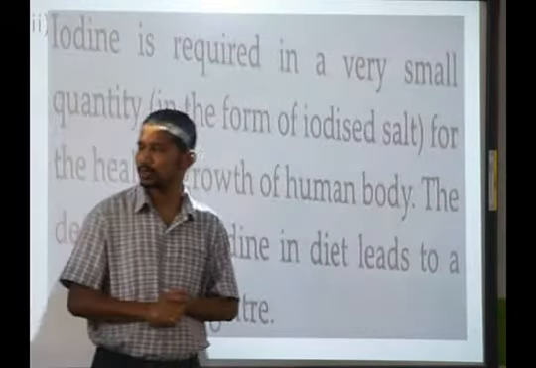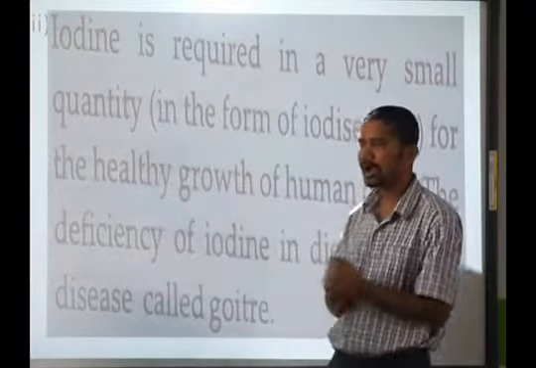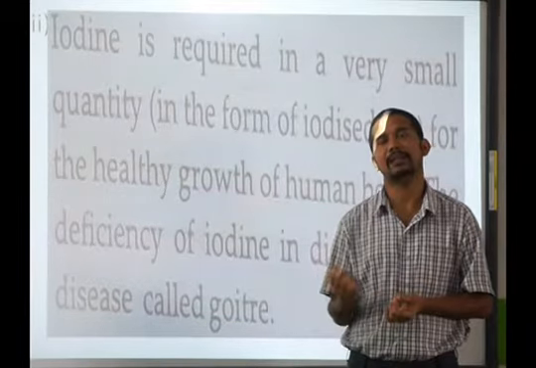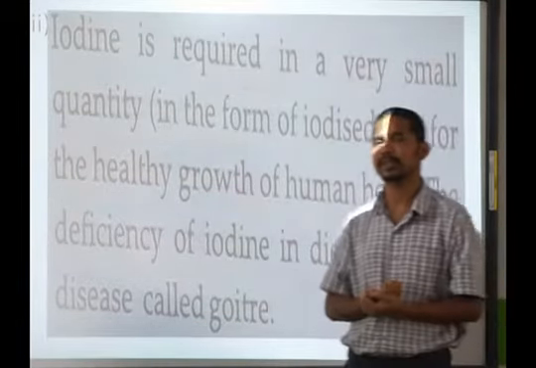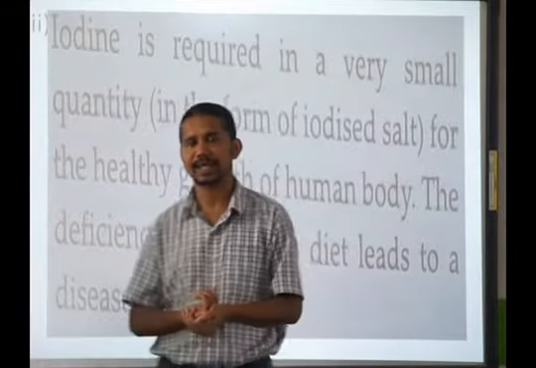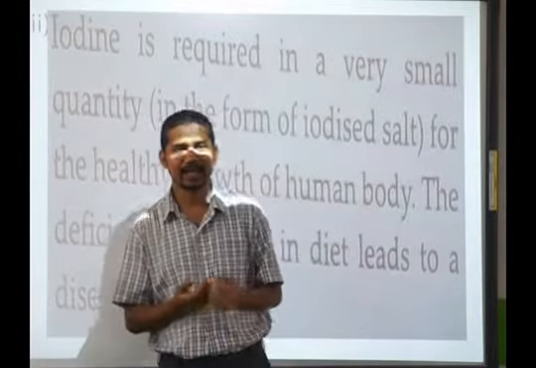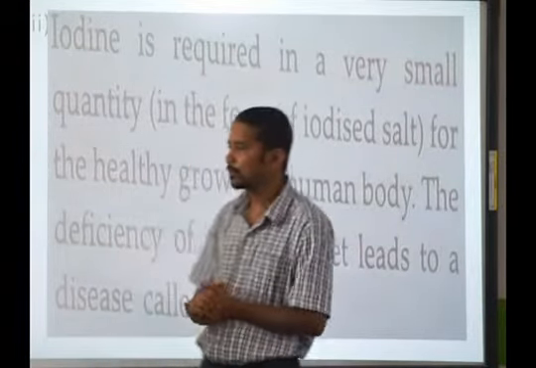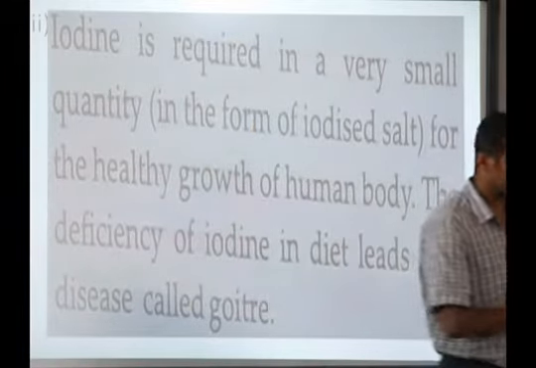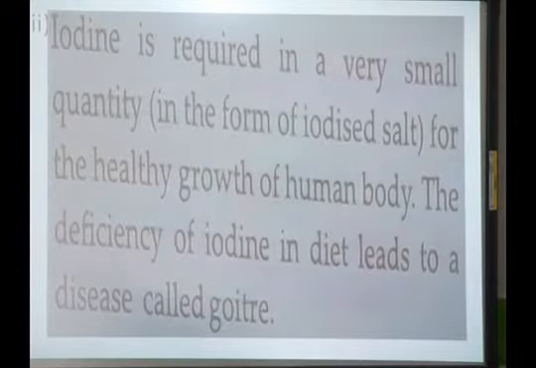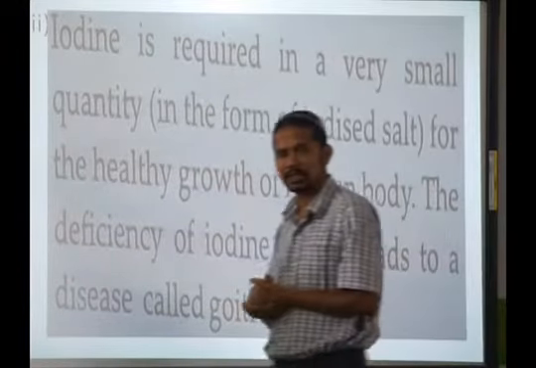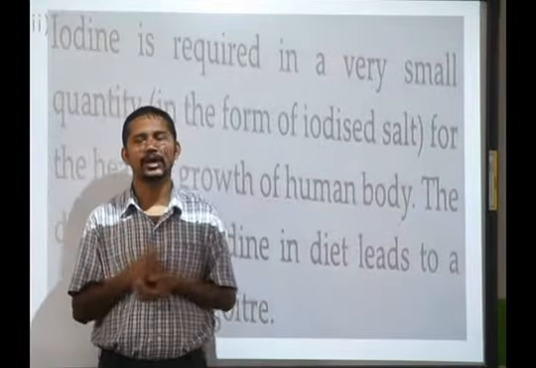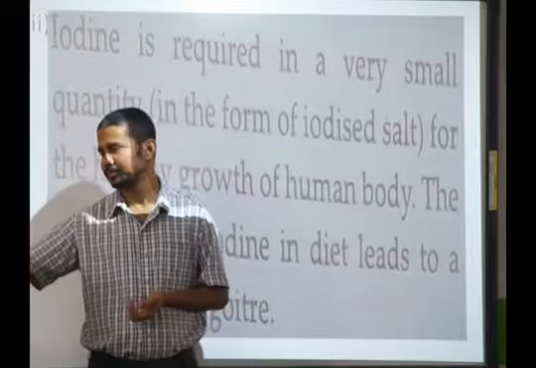Then iodine is required in a very small quantity in the form of iodized salt. Even in our diet we need iodine so that it helps in the proper functioning of the thyroid gland, which is situated in our neck. Lack of iodine in our diet causes goiter. So a small amount of iodine is used in the form of iodized salt in our diet to make sure that our thyroid gland works properly.